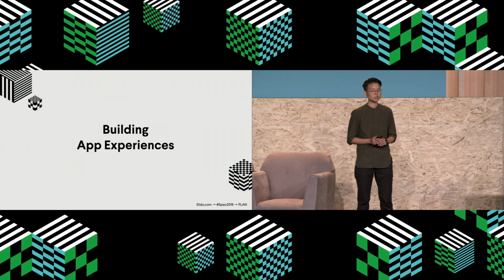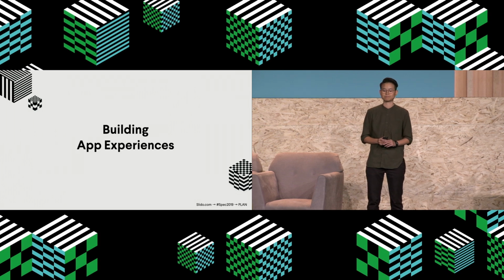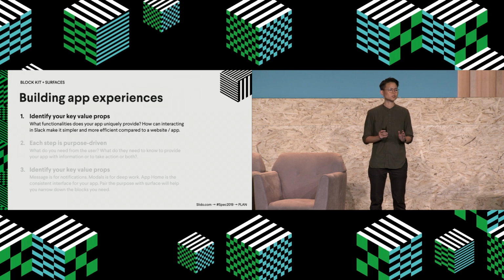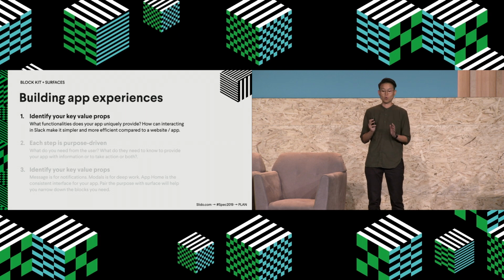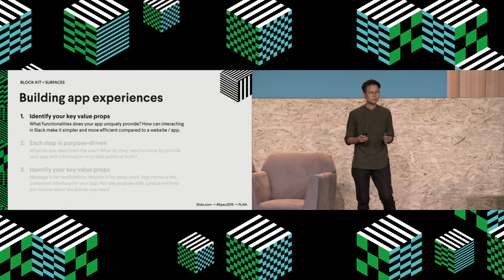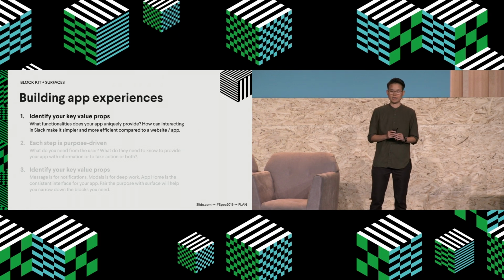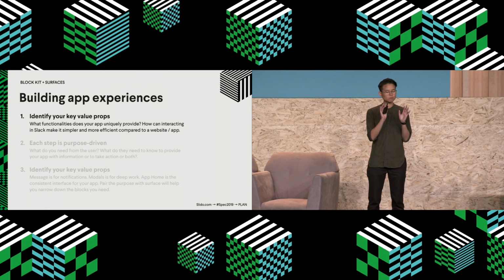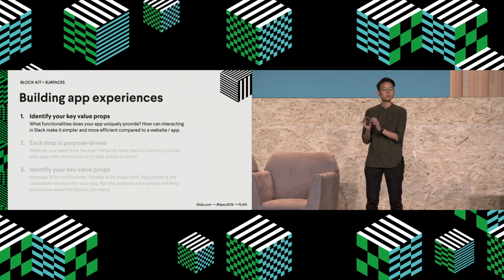Next, I want to share with you how I go about designing apps. Before you jump into coding or Blockit Builder, here's a checklist to help you hone in on what to build. First, identify your key value props. Many of you already have a web app. It's not always the case that you should replicate all your functionality into a Slack app. It's important before you start building that you are clear about your value props and how that connects with what Slack provides to make sure that the experience is efficient for your user.